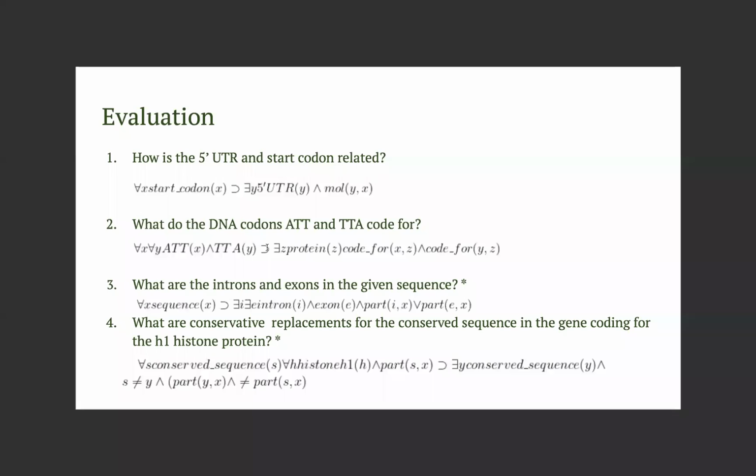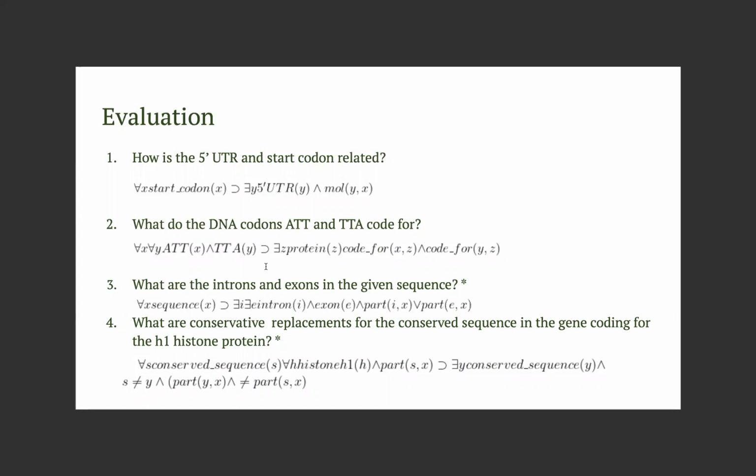For the second question, essentially we have rephrased the question to ask if ATT and TTA code for the same protein. If the ontology is able to differentiate between ATT and TTA, it will understand that they code for different proteins, namely leucine and isoleucine.